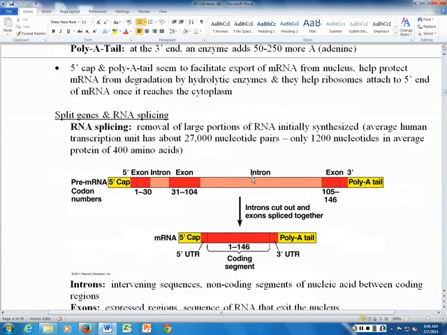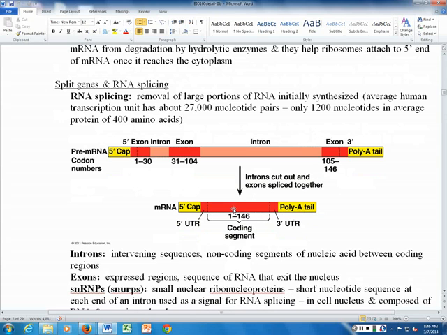And then we're going to do this splicing, where large portions of the RNA that is initially synthesized are going to get removed. So initially they thought, before they sequenced the human genome, they were expecting to find about 100,000 genes in us. Then they sequenced the human genome, and they're like, oh, it looks like we're at about 30,000. And then in looking at it and starting to understand more what the DNA does, now they think we're down at about 10,000 genes.